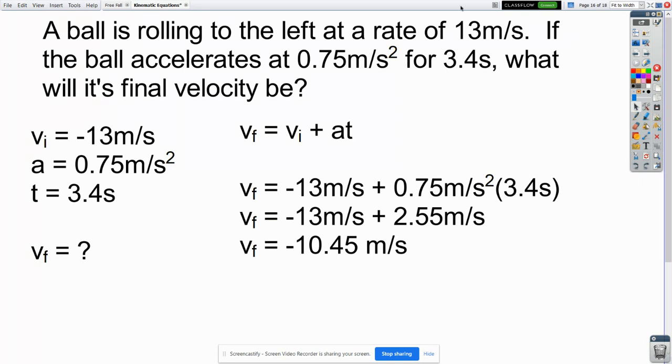Why the decrease in speed? We went from 13 meters per second to 10.45 meters per second. Well, the velocity was negative and the acceleration was positive. They have the opposite sign, and since they have the opposite sign, that should slow down, and that's what happened. So be careful with signs. They're going to pop up in this.